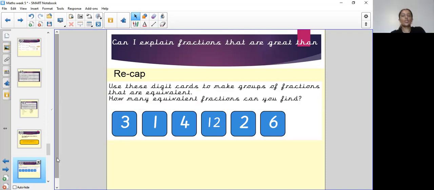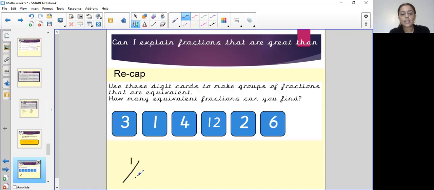So I will give you one example of an equivalent fraction. I would choose the numbers 1 and 2. So I'm going to make a half, and I know a half is equivalent to 6/12. See if you can make some more equivalent fractions. You might want to have a go doing this on a whiteboard, and then you could take a picture and then post it onto Tapestry.